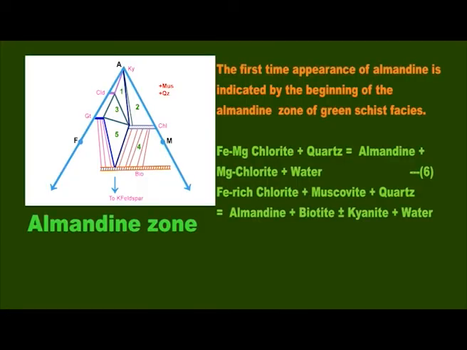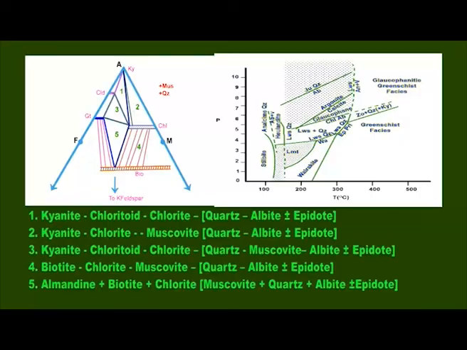Almandine zone. The first appearance of almandine indicates the beginning of the almandine zone of greenschist facies. FeMg chlorite plus quartz give rise to almandine plus Mg chlorite plus water, reaction number 6. Another reaction is Fe rich chlorite plus muscovite plus quartz give rise to almandine plus biotite plus or minus kyanite plus water. Mineral assemblages or paragenesis.